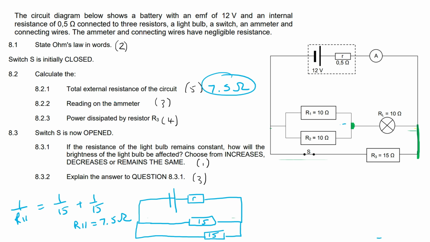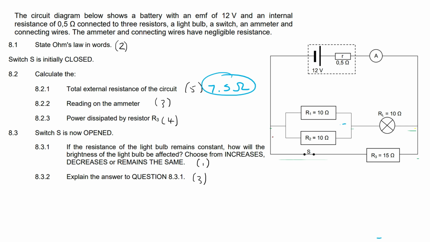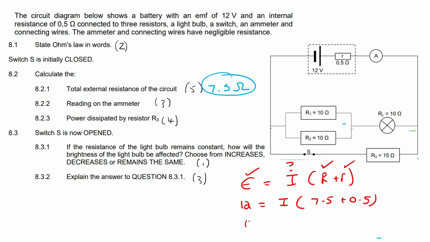Okay, the next question says, what is the reading on the ammeter? Well, this one's an easy one because we're just going to use the normal formula that we use. We have the EMF, and we're looking for the current. We have the external resistance, which we've just worked out, and then we have the internal resistance over here. So we can just say 12 equals I times (7.5 plus 0.5). And so 12 is equal to I multiplied by 8. If you get I by itself, you would eventually get 1.5 amps.